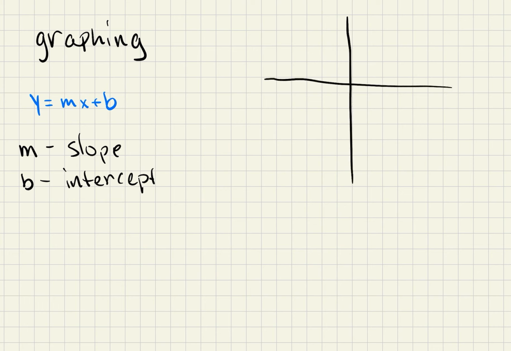Let's do an equation y equals 3x plus 1. And then let's go ahead and draw some tally marks on our graph here. And then we'll go this way as well in the negative x direction, and then we'll do our negative y.